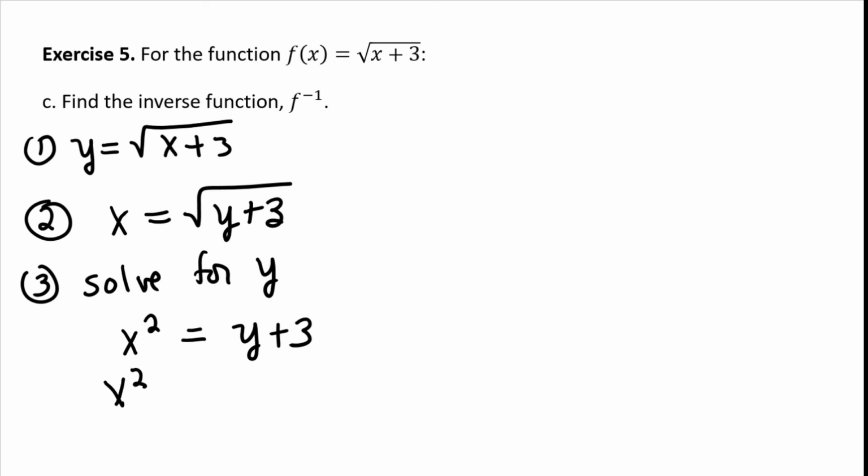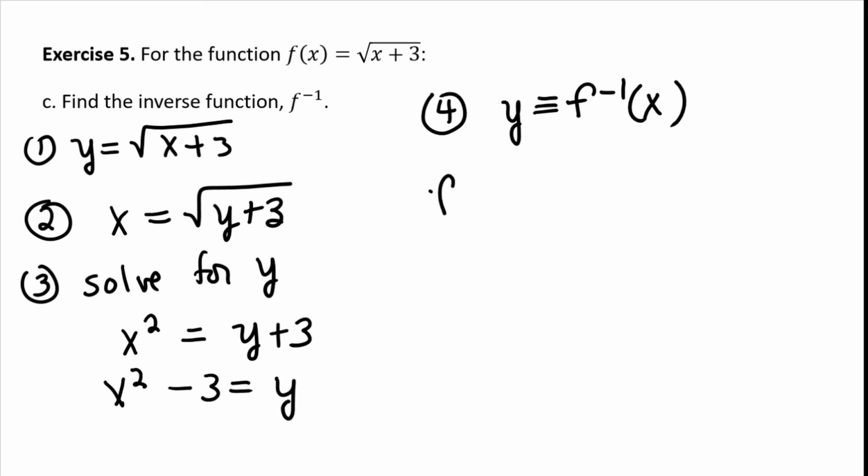So x squared, let's see, minus 3 equals y. So when we make the notational switch, that is, replace the y with the f inverse of x notation, you get f inverse of x equals x squared minus 3. But we're actually not done.